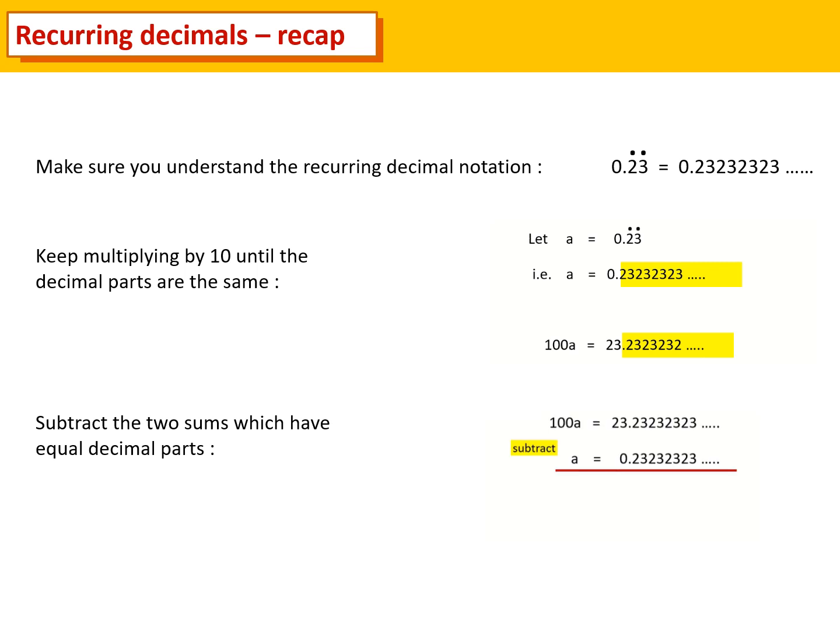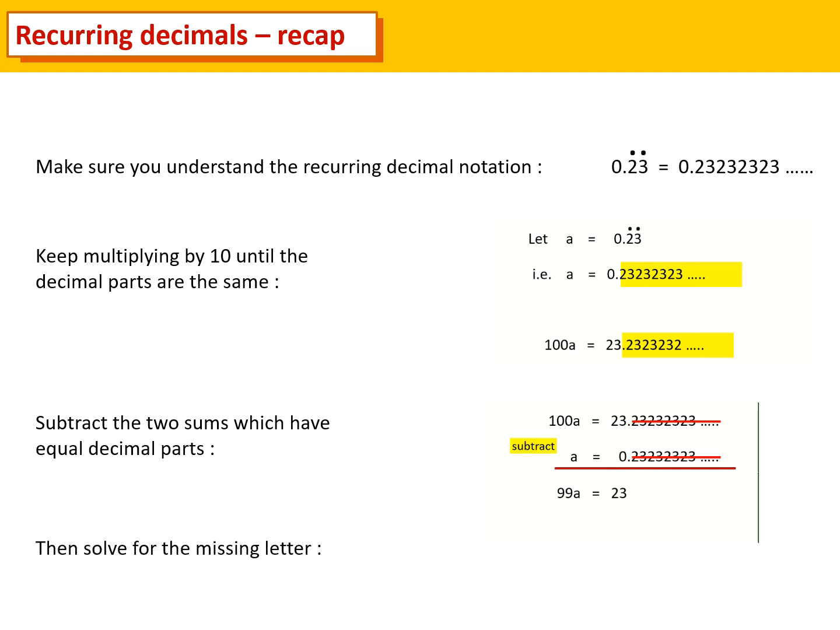So that will be 100a take away a. The decimal bits disappear. We're left with 99a equals 23 in this case. And our final step is to then solve that little equation to find the missing letter. In this case, we divide both sides by 99, and our final answer is a is 23 divided by 99.